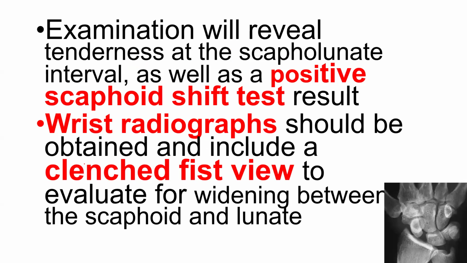Wrist radiographs should be obtained and include a clenched fist view. A clenched fist view usually promotes stress on the scapholunate ligament, and it widens the space between the lunate and the scaphoid. You should always look for widening between the scaphoid and lunate. Look at the figure or the slide below.